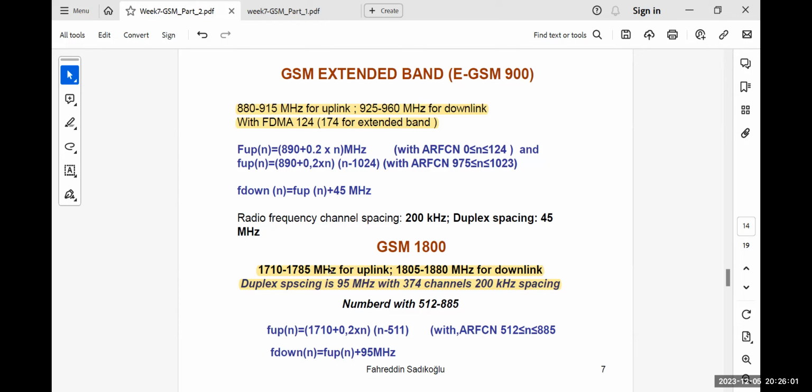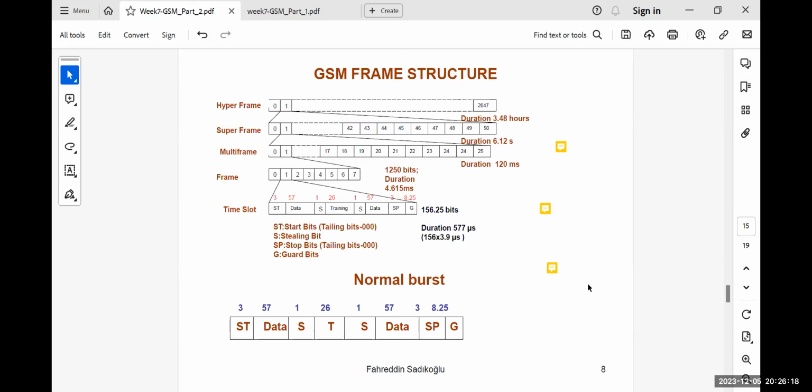Similarly, for the GSM 1800, these are the frequencies for the uplink and downlink. The duplex spacing here is 95 megahertz, and with 374 channels, 200 kilohertz spacing. So that, again, you need to calculate what the frequency is, given that you know what your ARFCN number is. This is the GSM frame structure. We have a hyperframe, then we have a superframe, a multiframe, a frame, and a time slot.